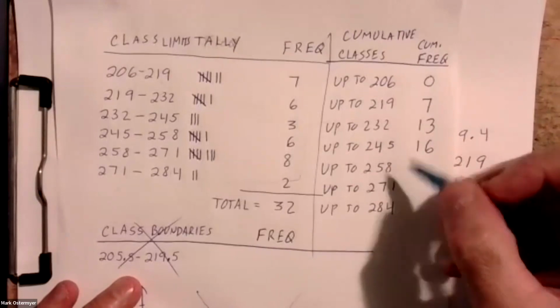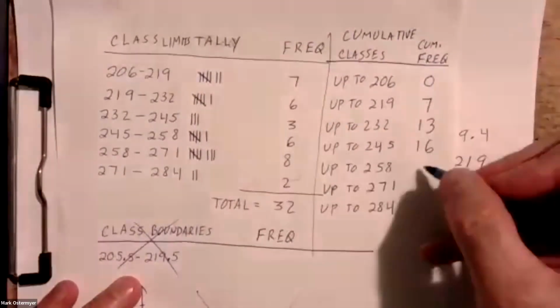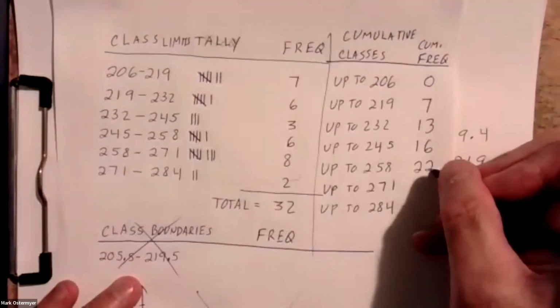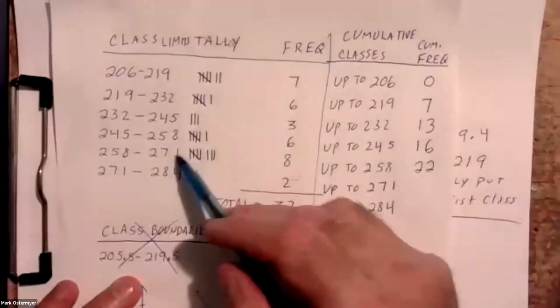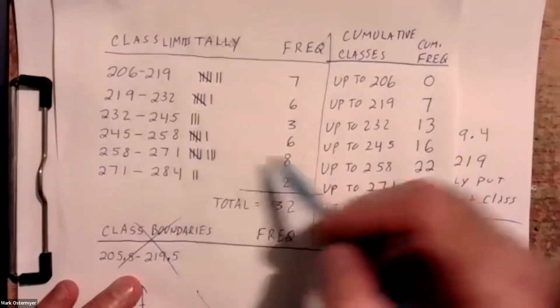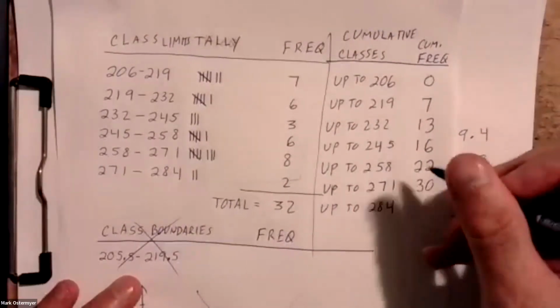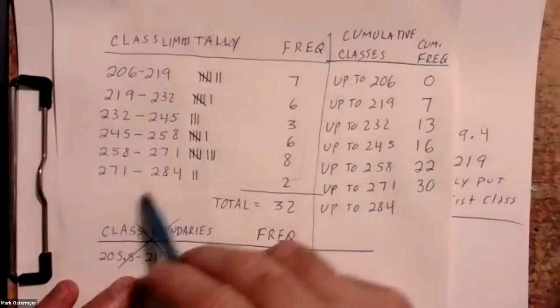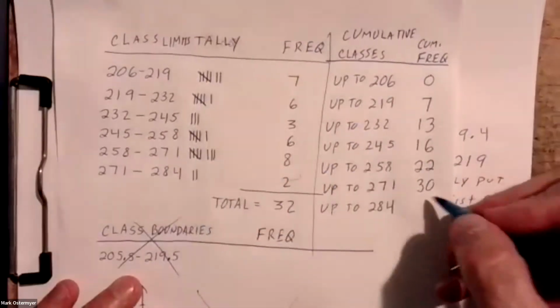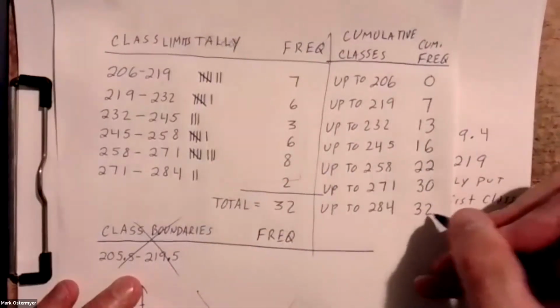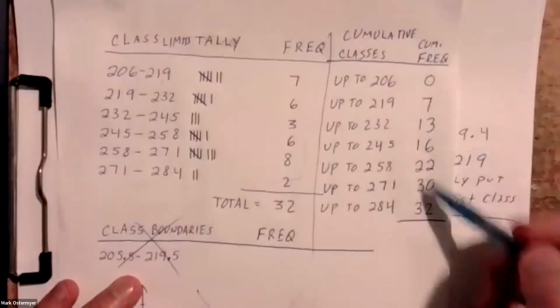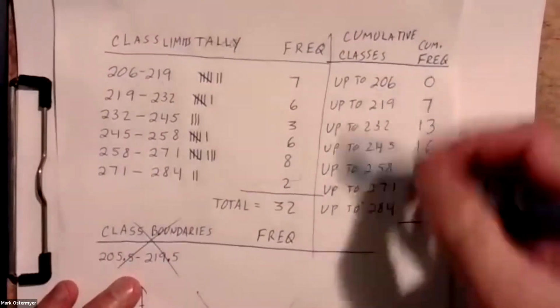Up to 258, you cut through the first 4 classes. So you add 6 more to 16, you get 22. Up through 271, you've cut through the first 5 classes, which means you add 8 more to the 22, and you got 30. And up through 284 means we've cut through all the classes. We've got to add 2 more to 30, and we get 32. This would be your cumulative frequency distribution table right here.